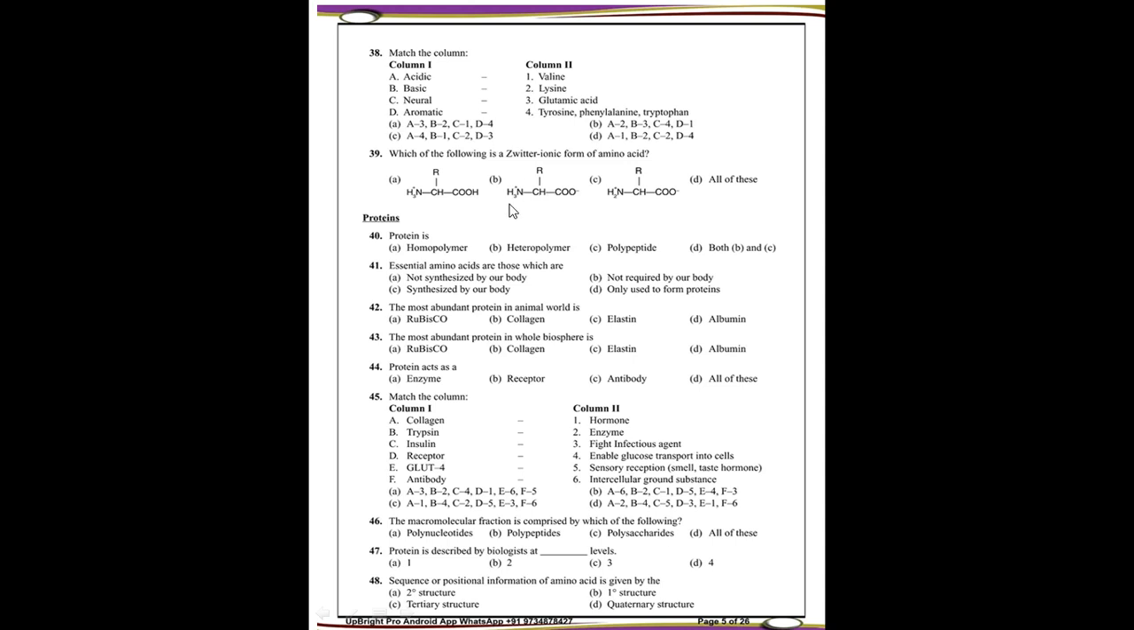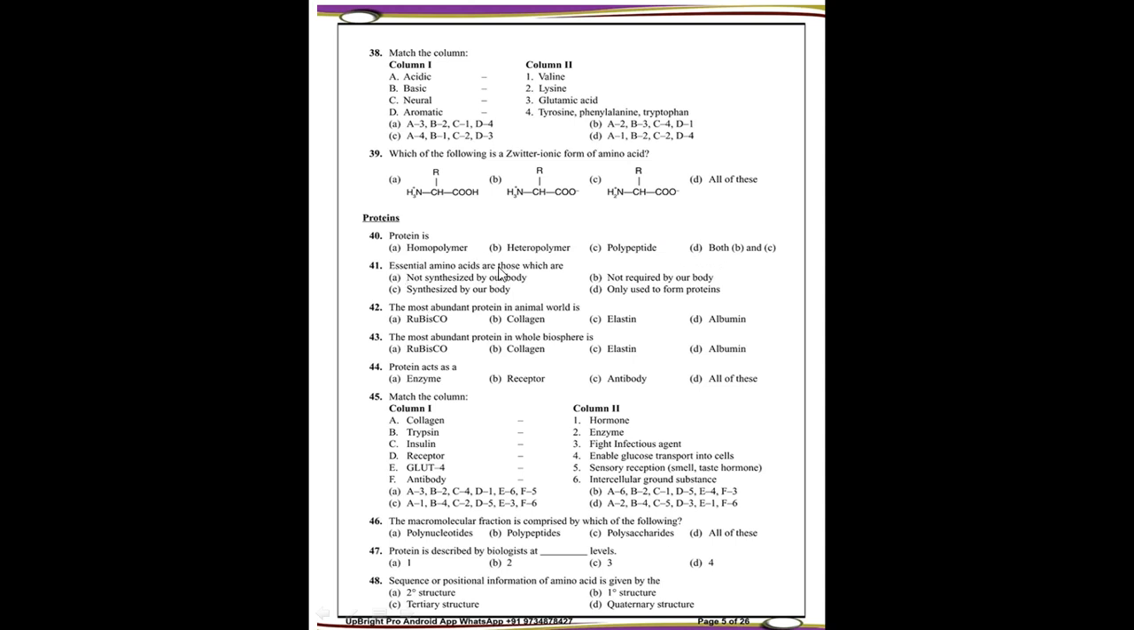Okay, so let's see some possible questions under proteins too. Then you see how best you are continuing. Question 40. Protein is a homopolymer, is a heteropolymer, is a polypeptide, both A and B, both B and C. Let's see. Well, it is a heteropolymer and also a polypeptide. So the answer is both B and C. So the answer for this one is D.